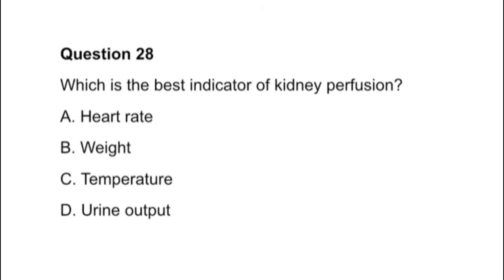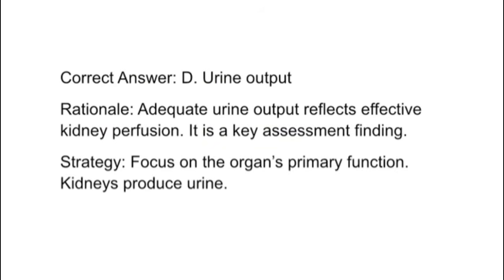Question 28. Which is the best indicator of kidney perfusion? A. Heart rate. B. Weight. C. Temperature. D. Urine output. Correct answer: D. Urine output. Rationale: adequate urine output reflects effective kidney perfusion.